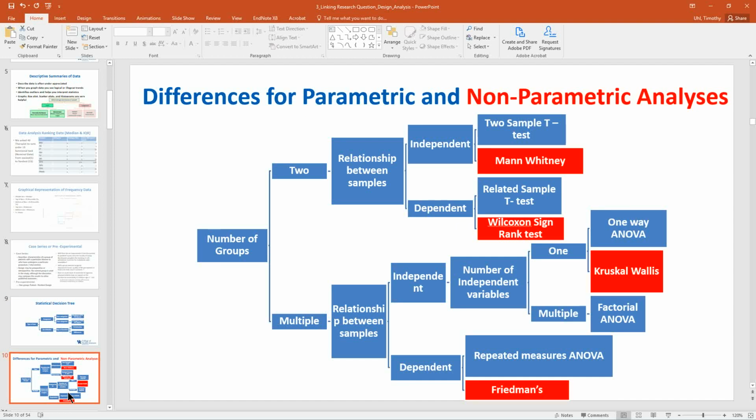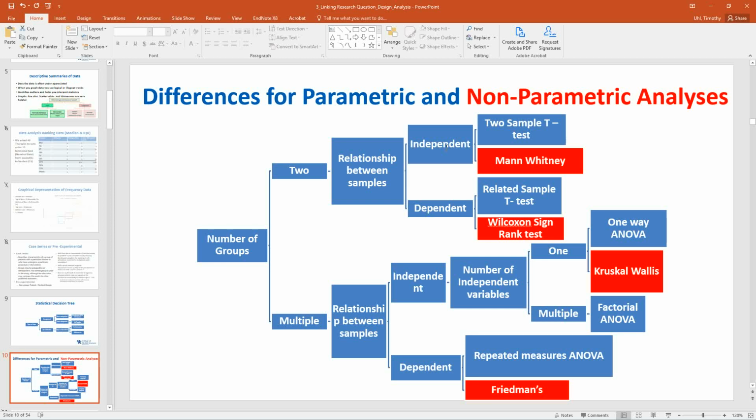I know this is a busy slide, but work with me here. Blues are parametric analyses, reds are non-parametric analyses. If we have 2 or more groups, we're going to do different analyses. If we're looking for differences between samples, and they happen to be independent, then we're going to do an independent or 2-sample t-test.